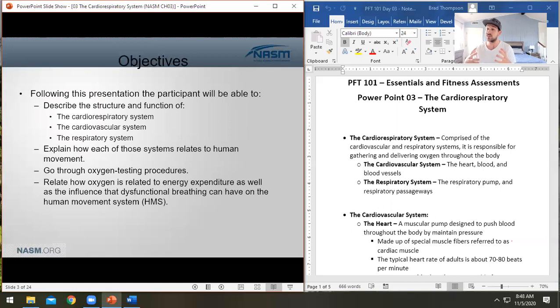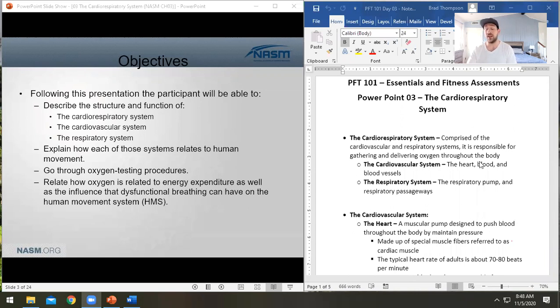Your cardiovascular system pumps everything around your body. Your respiratory system gathers those nutrients in the form of oxygen from the atmosphere. We need to explain how that relates to movement, because our ability to extract that oxygen is what gives our cells energy throughout our body and allows us to do physical work. So when somebody has trouble doing that, they're not going to be quite as efficient at their ability to actually move around. So that's what we're going to be looking at today.